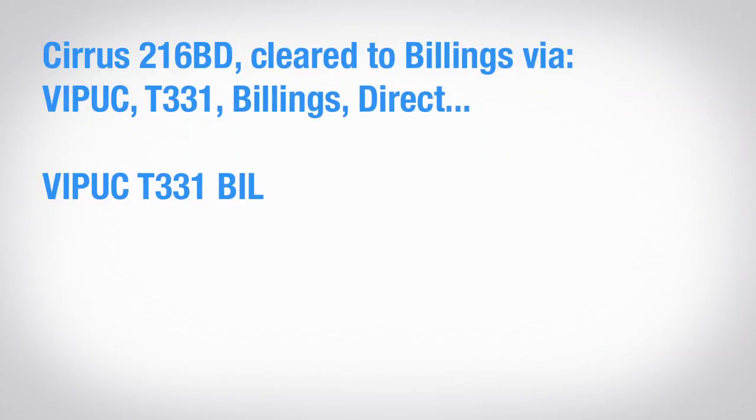I do. I just pulled it up on the screen, and I'll read it off here. And the clearance is this. Cirrus 216 Bravo Delta cleared to Billings via VIPUC Tango 331 Billings direct. Okay, so let's take a look at this. The only thing that really is unique about this is the fact that we're navigating a Tango route.